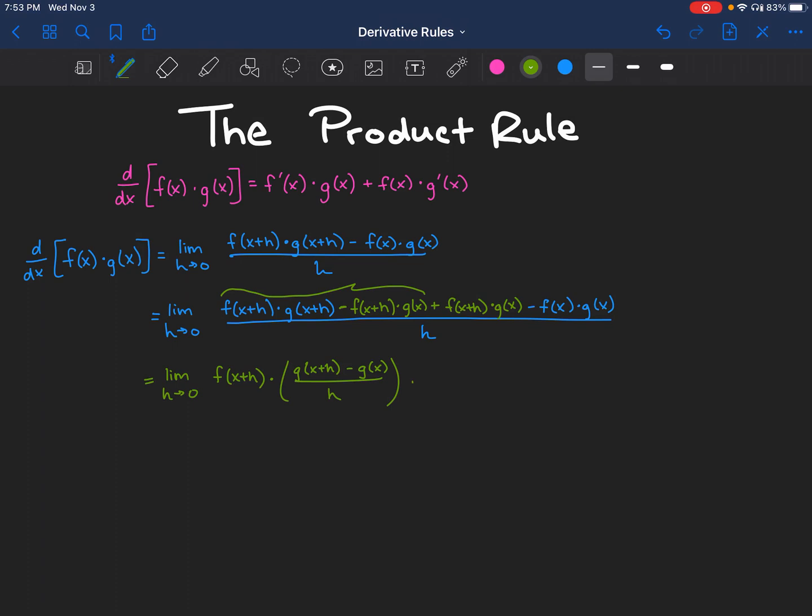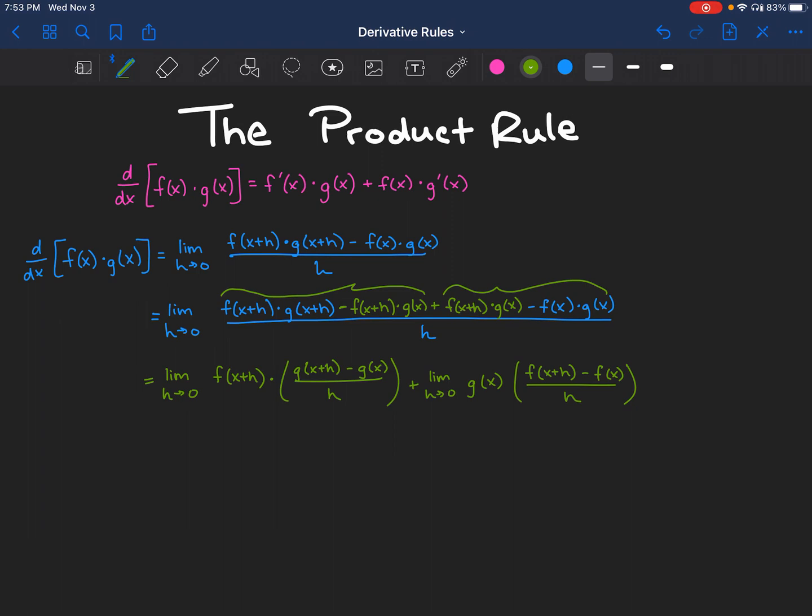I'm still going to add, because there's my plus sign right there. And all I'm going to do is split up my limit. So we'll do limit as h goes to 0. And from this second part, hopefully you notice that I can factor out a g of x. So I'm going to factor out a g of x first. And that's going to leave me with f of x plus h from the first part minus f of x, the second part, divided by h.